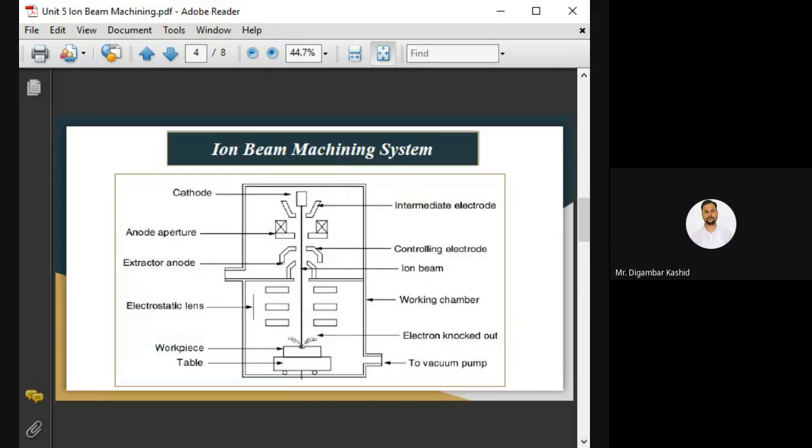Please note that the working chamber, the entire setup, also needs a vacuum. Here also we need a vacuum chamber. In the LCM, electron beam machining and this ion beam machining are where vacuum is used. Mostly in an MCQ about electron beam machining also, they may ask where we can use the vacuum chamber.